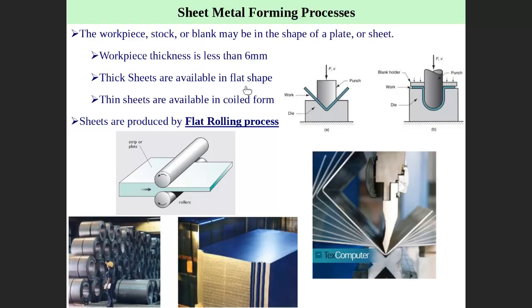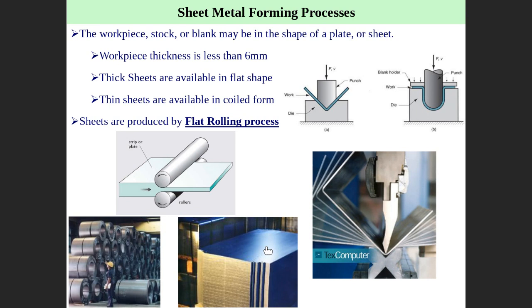Okay, sheet metal forming process. We have what is called sheet and plate. Usually a sheet has a work thickness of less than 6 millimeters. So we talk about sheet that is less than 6 millimeters. We did rolling previously. Now we talk about sheet, right? How is the sheet obtained, how is the sheet prepared? It is prepared by rolling.